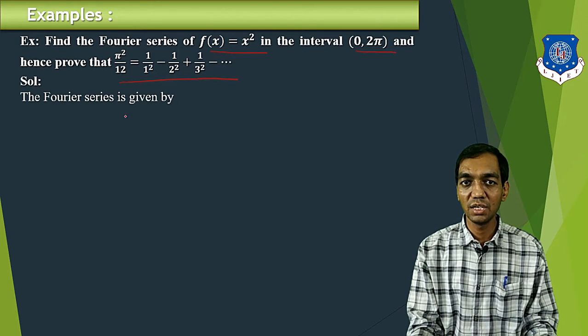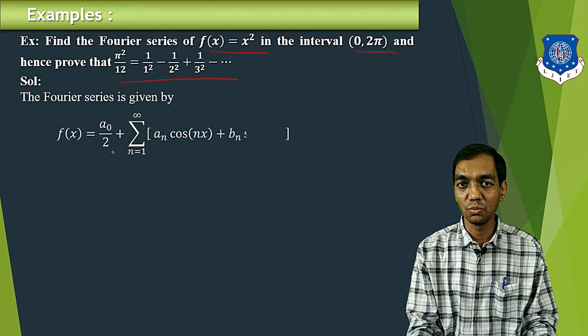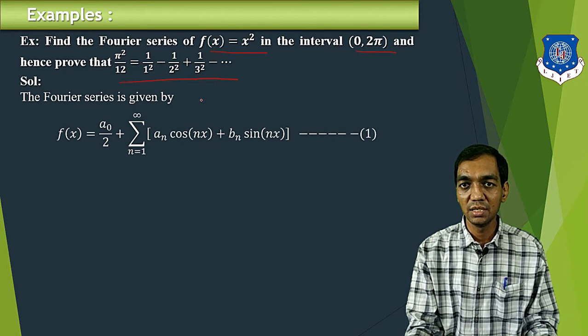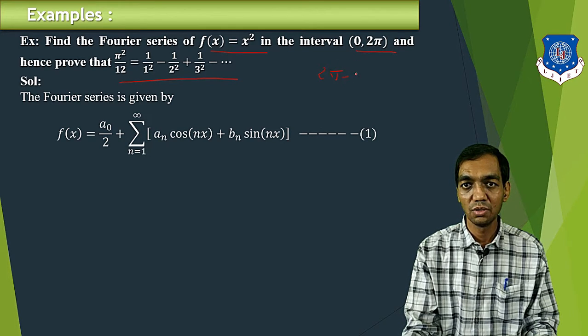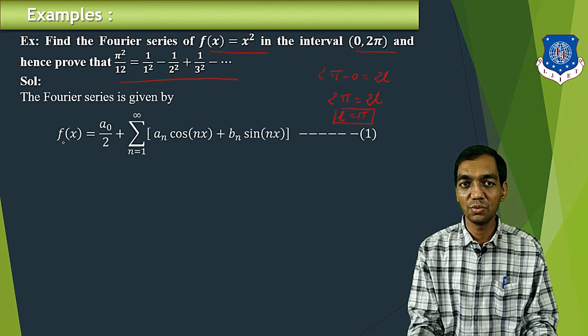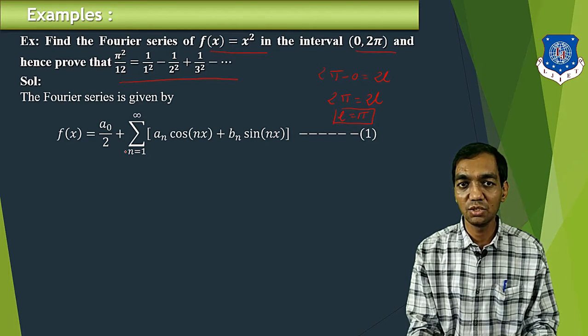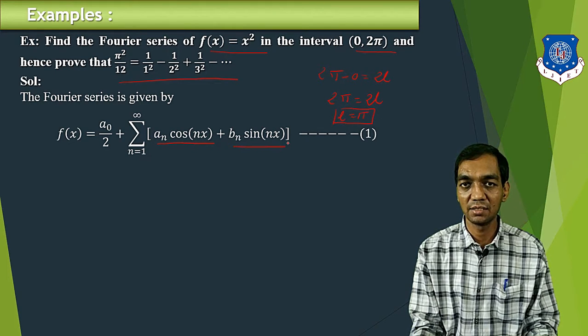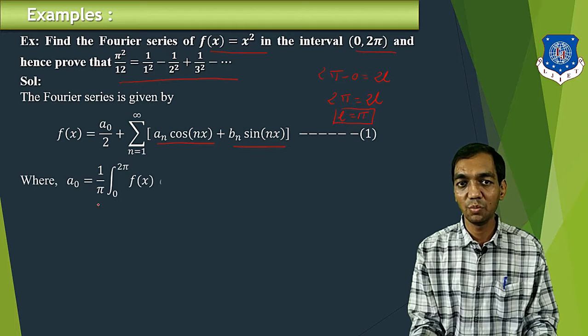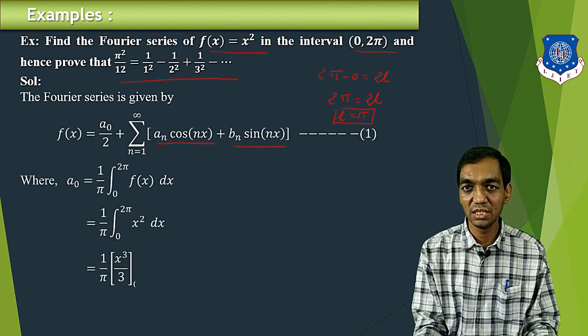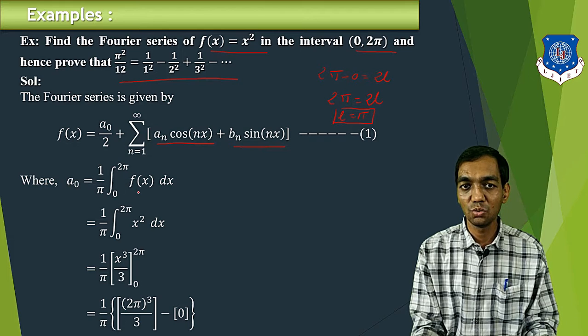So the Fourier series is given by f(x) is equal to a0 by 2 plus sigma n running from 1 to infinity. Since the total length is 2l, 2 pi minus 0 is equal to 2l, so 2 pi is equal to 2l, and that gives l is equal to pi. So in the above equation we substitute L is equal to pi. That means your Fourier series reduces to a0 by 2 plus sigma n running from 1 to infinity an cos nx plus bn sin nx, where a0 will be 1 upon pi integration from c to c plus 2 pi. That means the interval is 0 to 2 pi.